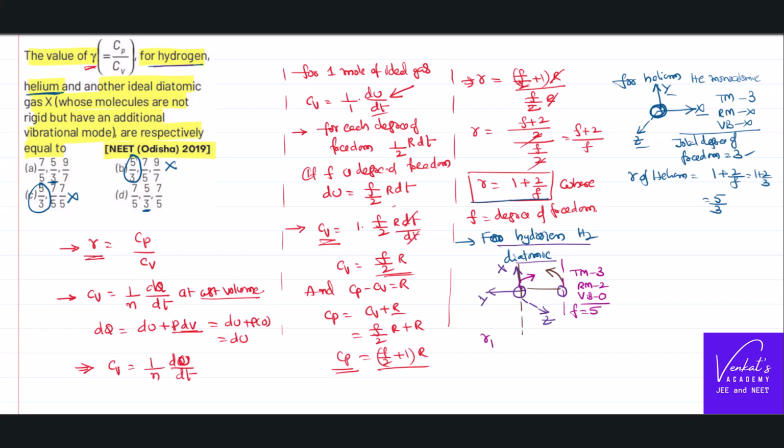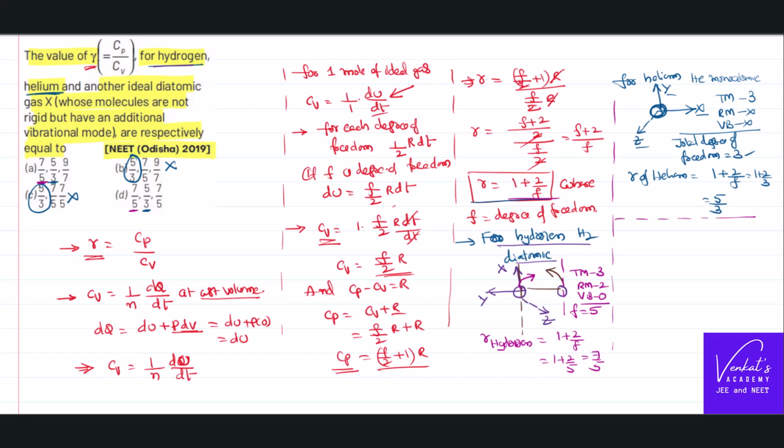So gamma of hydrogen, I can again use this formula, 1 plus 2 by F, 1 plus 2 by 5, that is 7 by 5. So the first one has to start with 7 by 5. Unfortunately, both the options are starting with 7 by 5 itself. So I cannot eliminate any of the options based on that. So I shall proceed to the next part of the option.